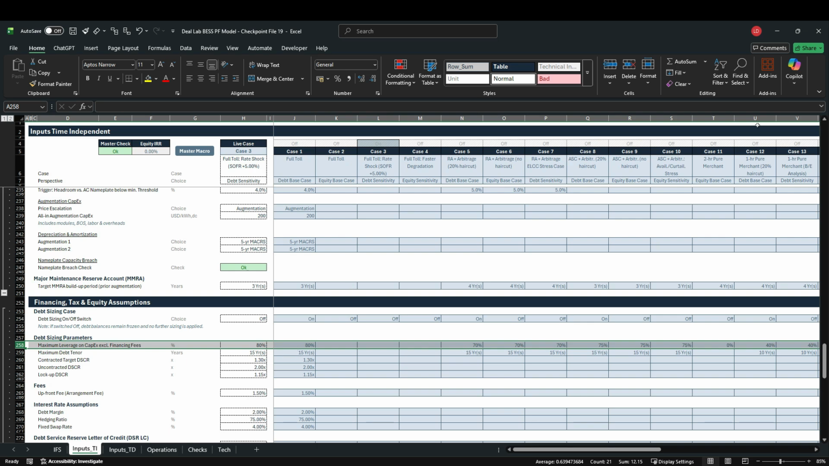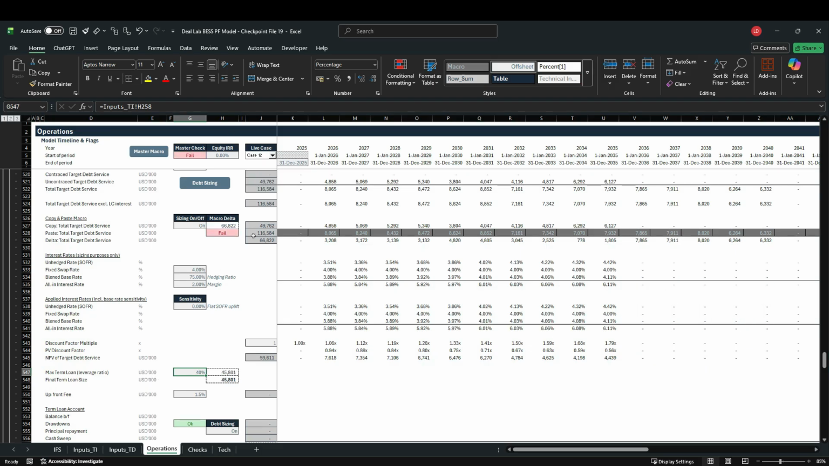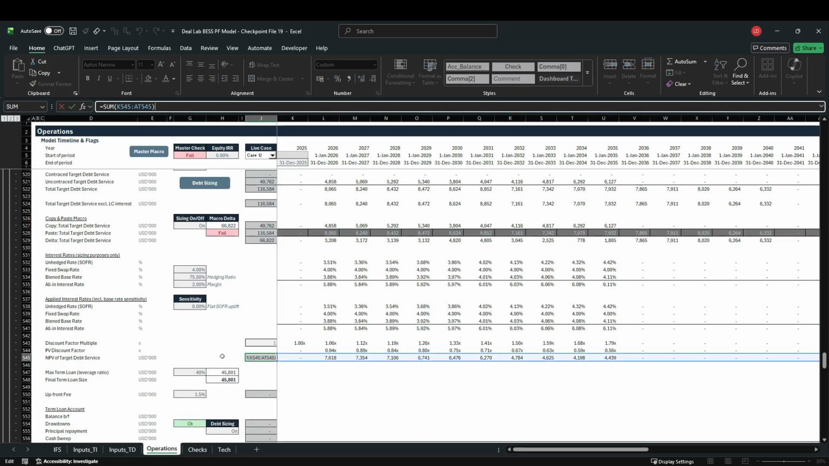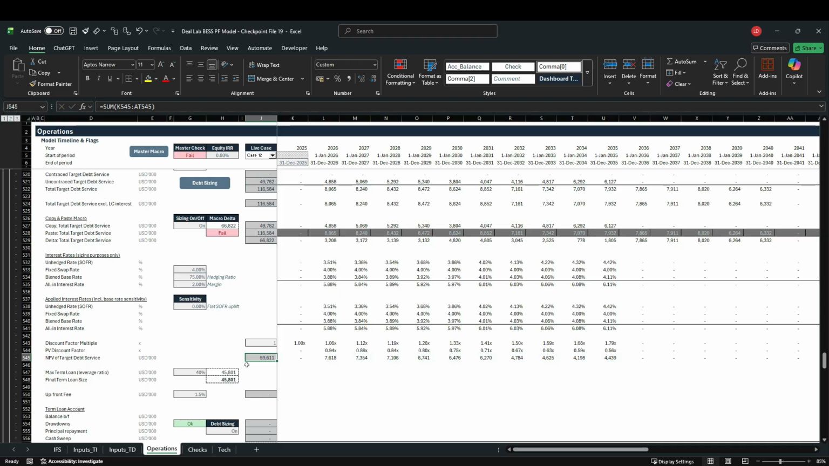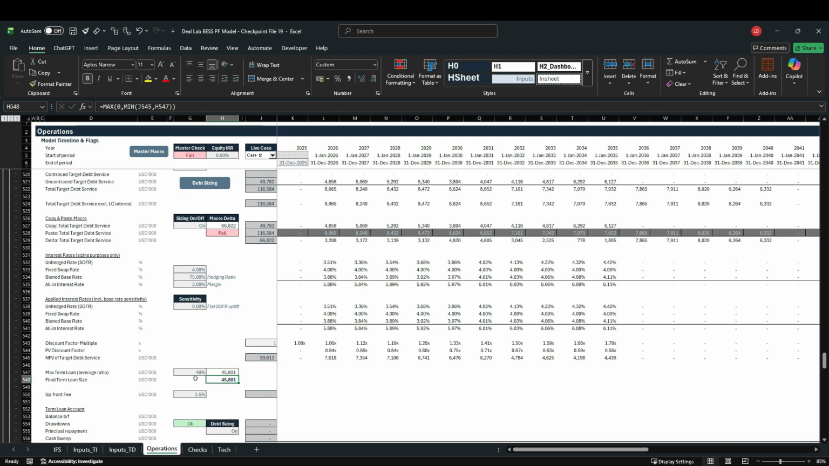And if we were to flip to, say, case 12, let's see what happens. In case 12, we are restricted by 40%. And here you can see that our NPV of target debt service would allow for 59.6 million. But our final term loan size is the minimum of those two numbers. So here we take the minimum, which is in line with 40% of capex.